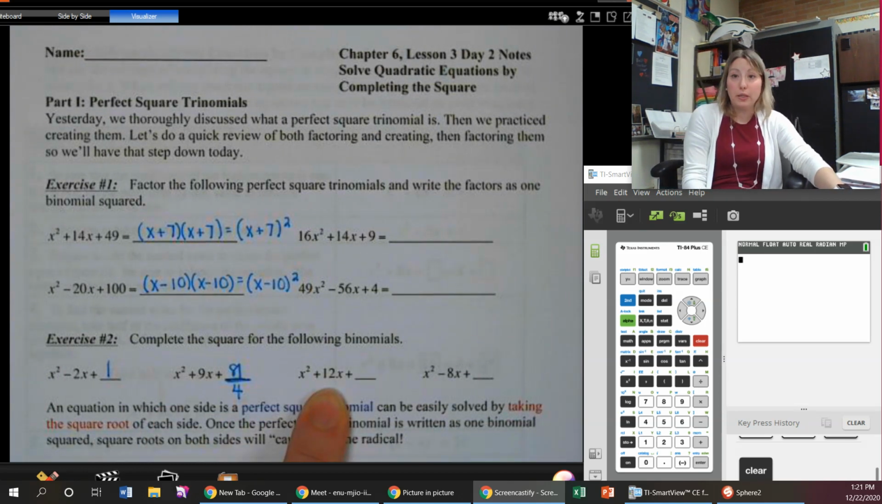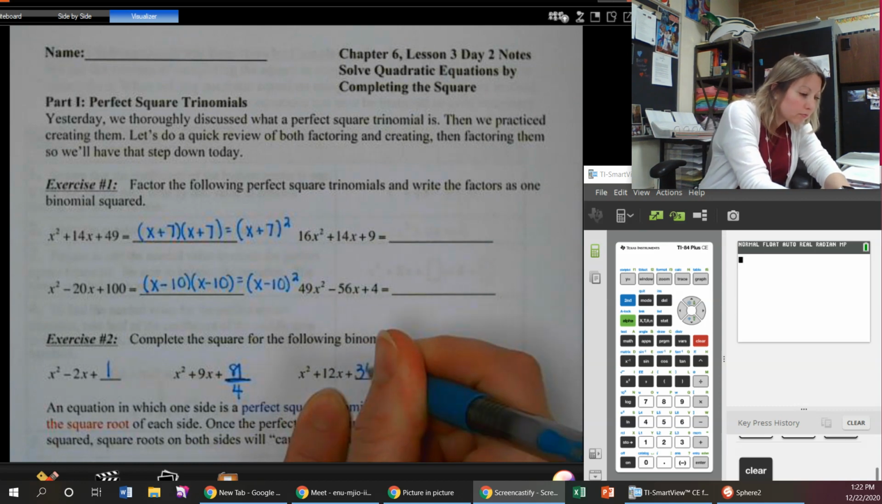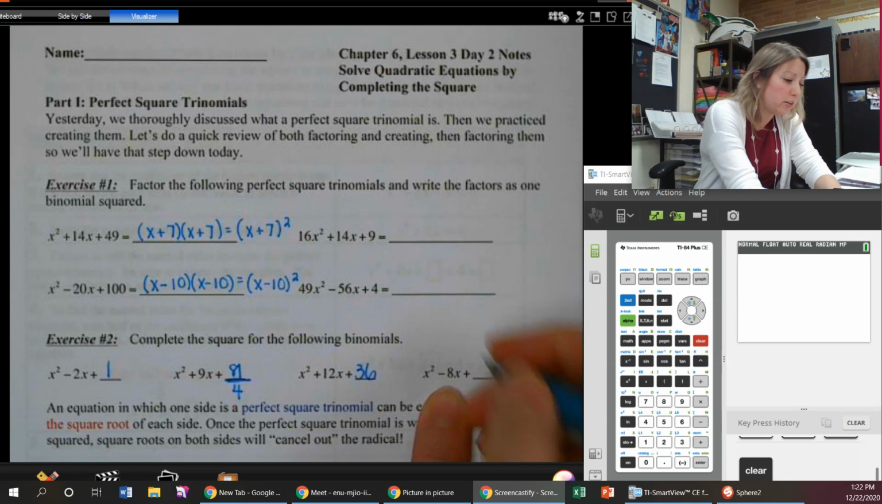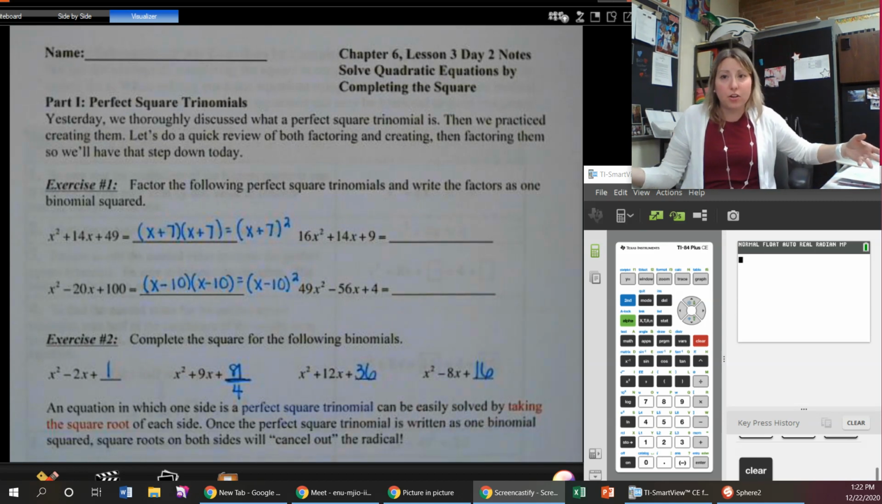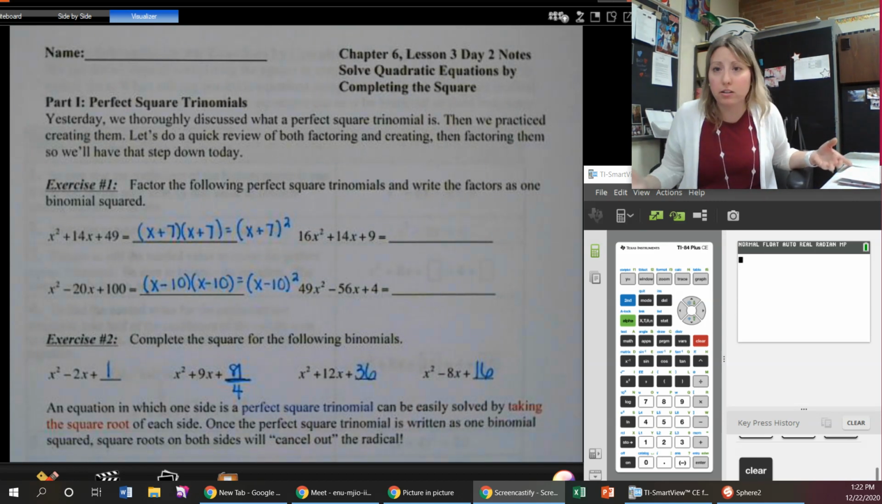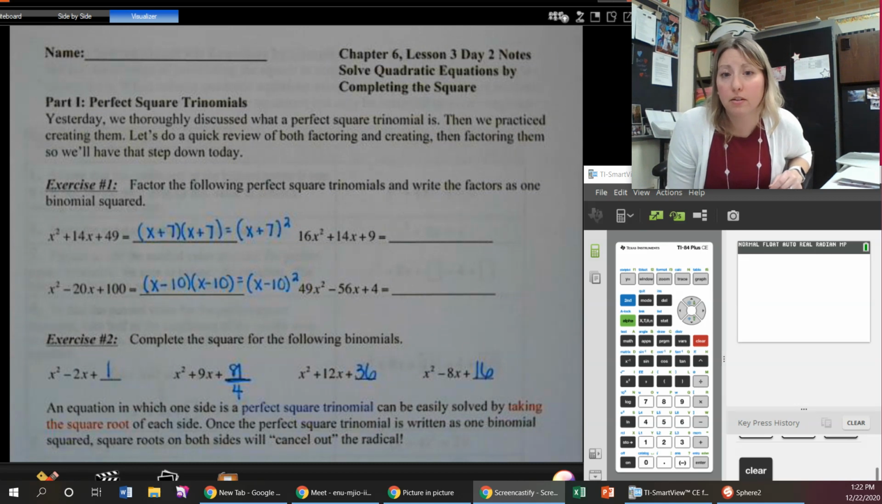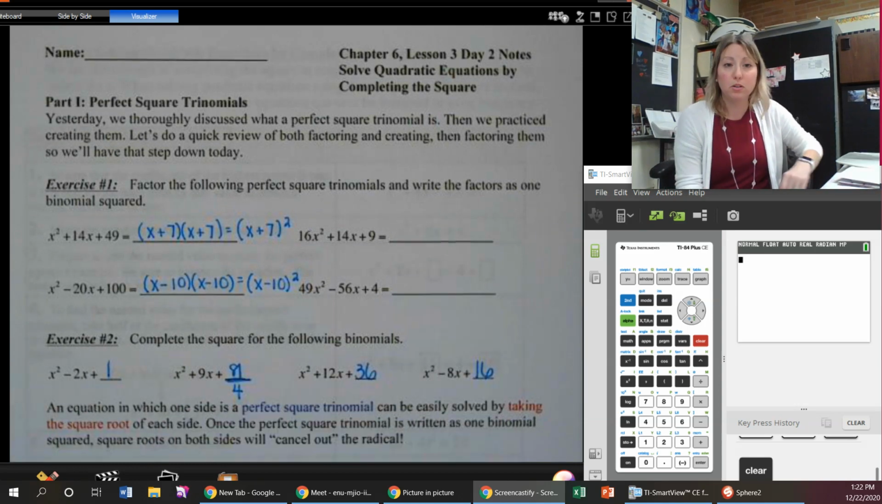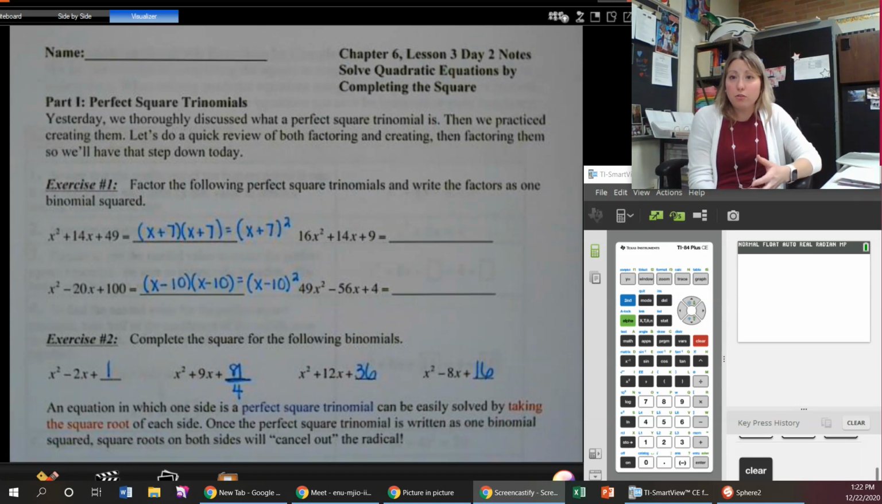12 divided by 2 is 6. 6 squared is 36. Negative 8 divided by 2 is negative 4. Negative 4 squared is 16. It's always a positive that goes on that line, because negative times negative is also positive. So it's always plus that C term. Now you're just going to have to worry about adding it to both sides of the equal sign.